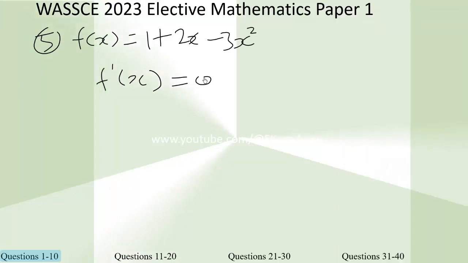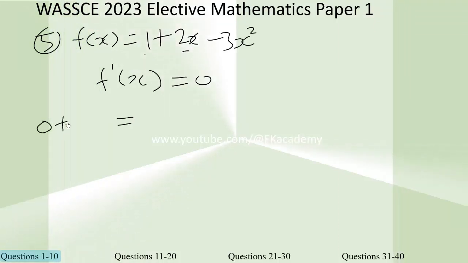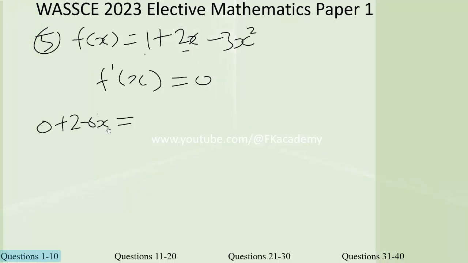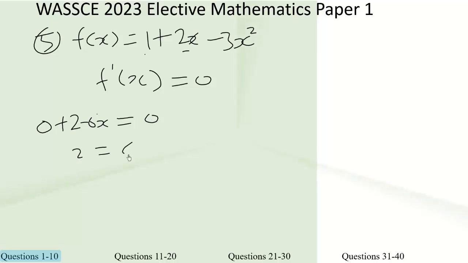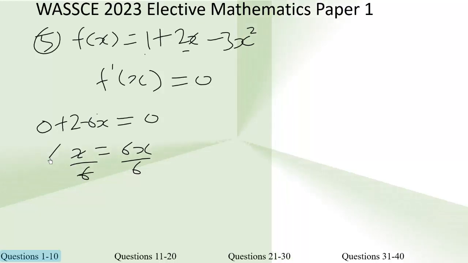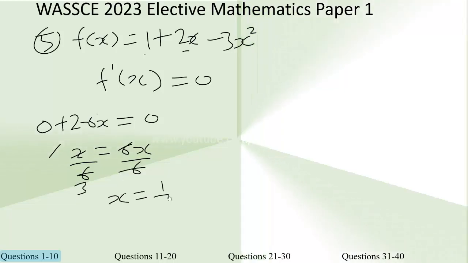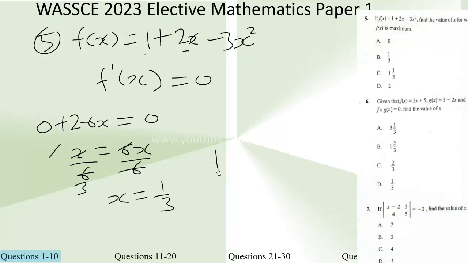So if you differentiate 1, you get 0. If you differentiate 2x, you get 2. And if you differentiate minus 3x squared, you get minus 6x is equal to 0. So 2 will be equal to 6x. Divided through by 6, 2 goes into itself once and into 6 3 times. So it will be at x equal 1 over 3. So the correct answer is option B.